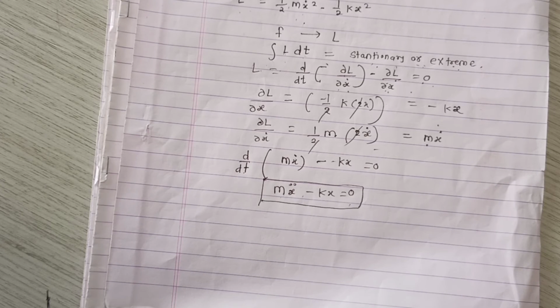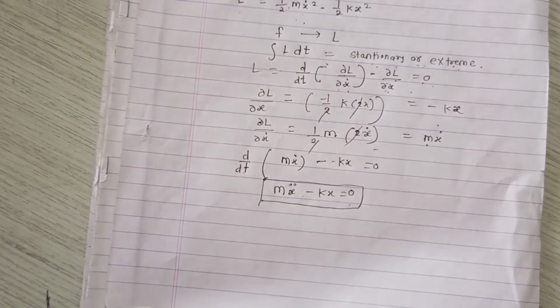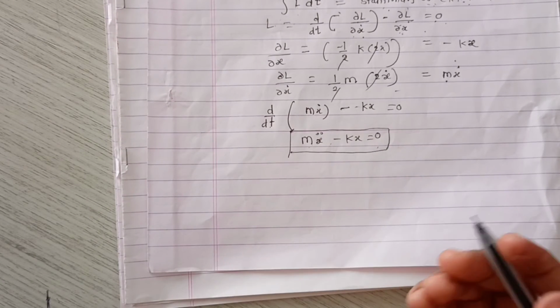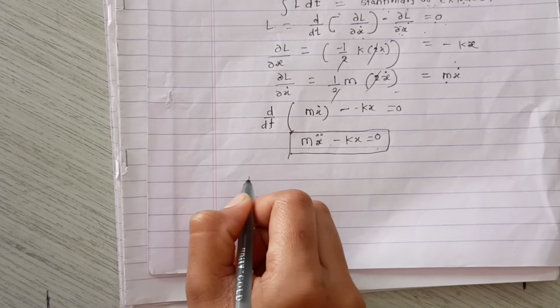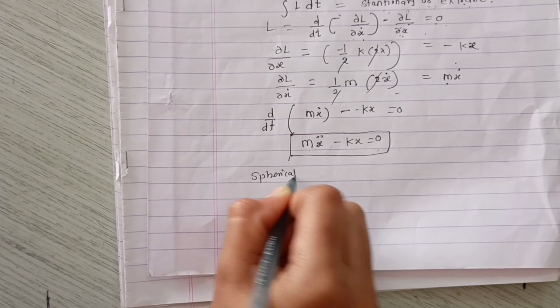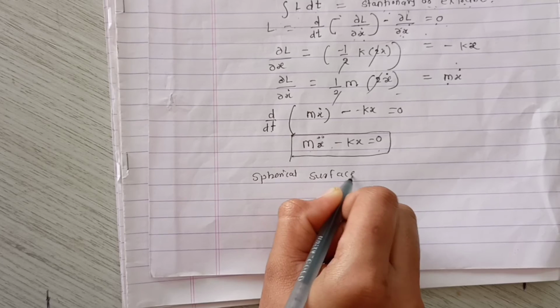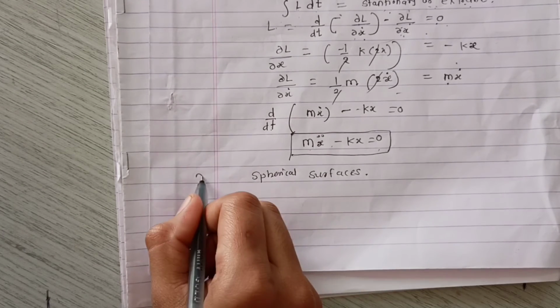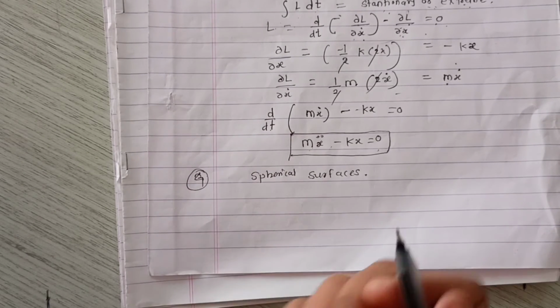Now up to this we have covered three applications of the variational principle. The next, or fourth, application of the variational principle is for the spherical surface. First we take into account the plane also, as this problem is also applicable on the plane. Now the next application is for spherical surfaces. Simply we can take a sphere for the fourth application.